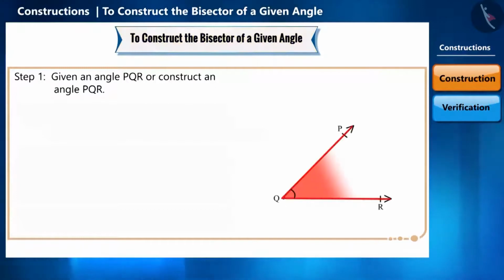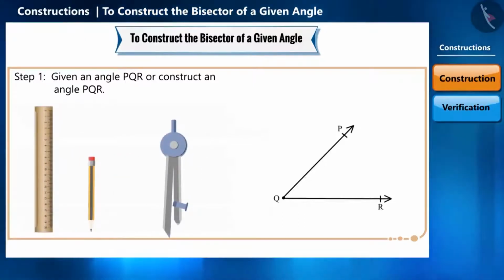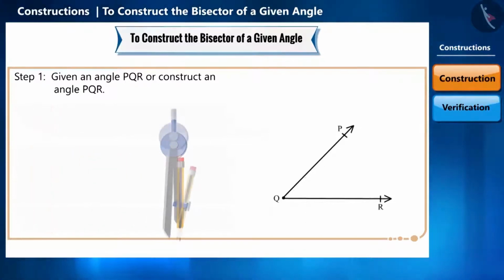Suppose we are given an angle PQR, which you can see on the screen. Let's construct a bisector of this angle PQR. For this, we will have to follow some steps. First, let us check what all we will need. We will need a scale, pencil and a compass. Now we will fix the pencil in the compass in this way.